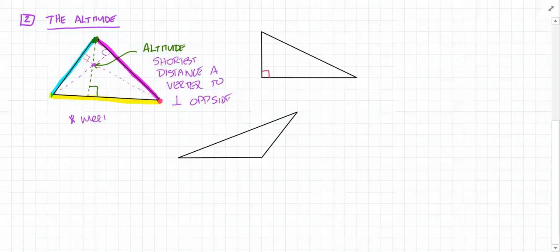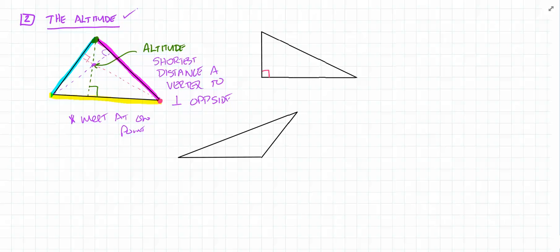So the thing with the altitude is that it's going to be perpendicular to a side because we're considering the height of how high something is off the ground. So, perpendicular to a side, shortest distance from a vertex, perpendicular to the opposite side. And there's 3 for every triangle. Yep, alright. Just like medians, there's 3 for every triangle.